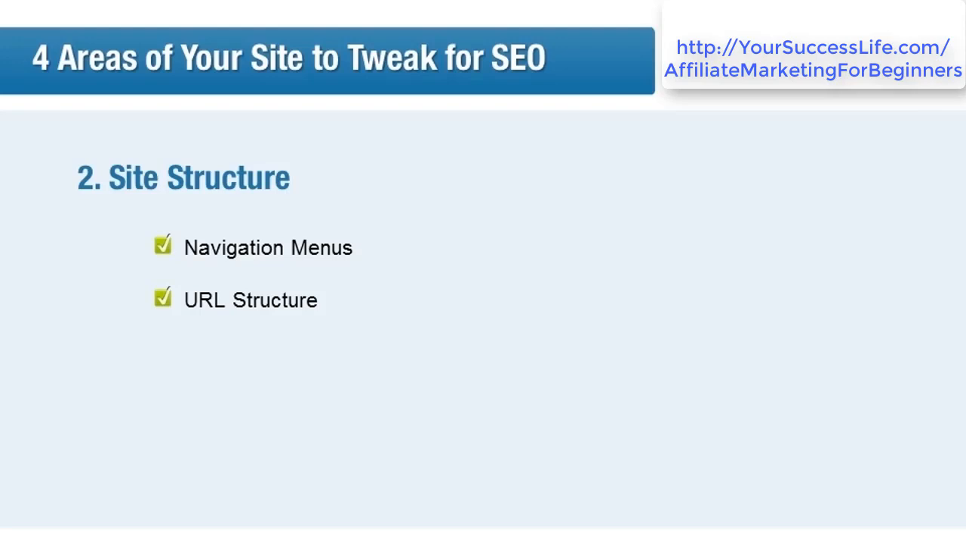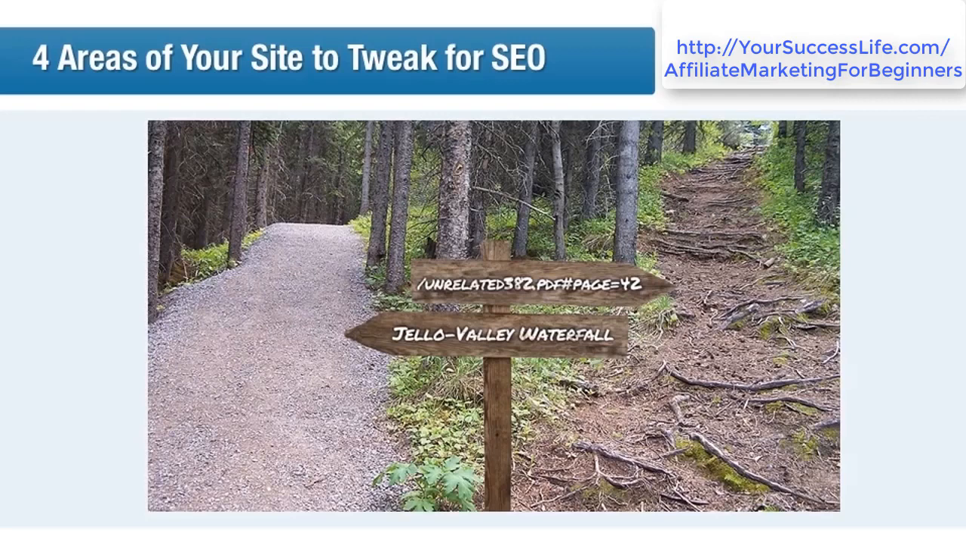To help with this navigation, make sure your URLs are useful and straightforward to users. Now, there are far too many URLs across the internet which are a collection of numbers and symbols that would be impossible to relay to someone without a copy-paste function. If your navigation menus are the map, your URLs are the road signs. You want the address bar to say Jello Valley Waterfall, not /unrelated 382.pdf #page equals 42.